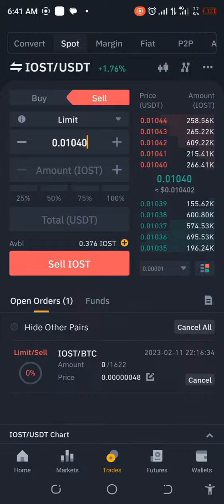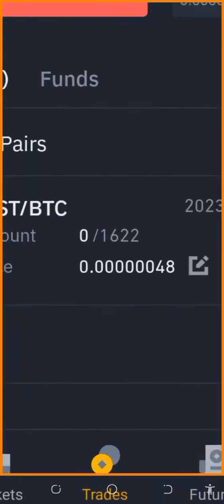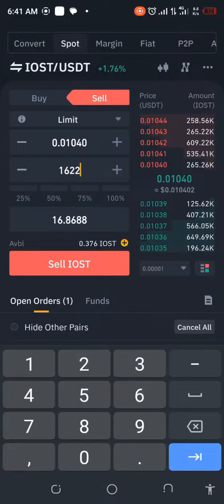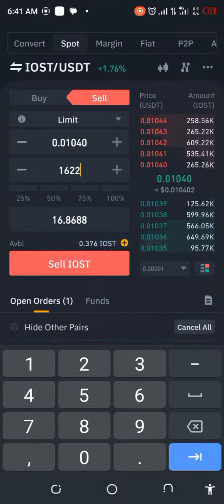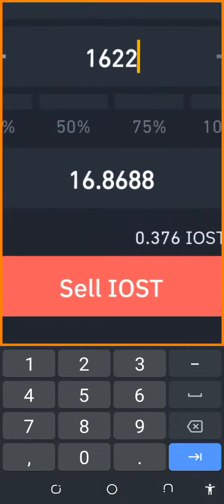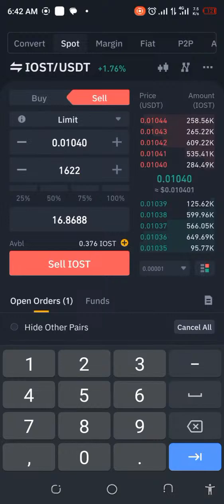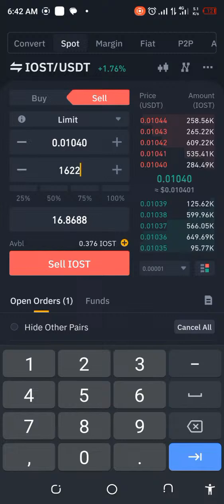So let's see, 0.0104. This is 1622. All right, so let me put it in there. That's 1622. So what do we get? We started this out with 1670, excuse me, let's be sure, but let's not waste time actually. I think we started out with 1670 something. So this is an opportunity to make profit.